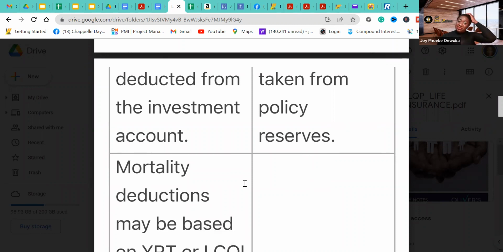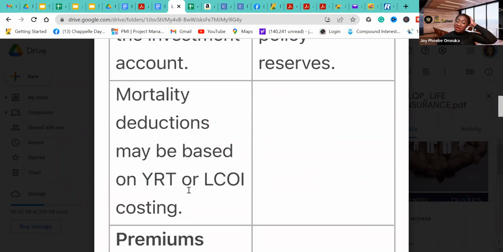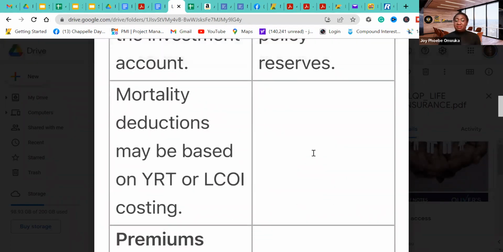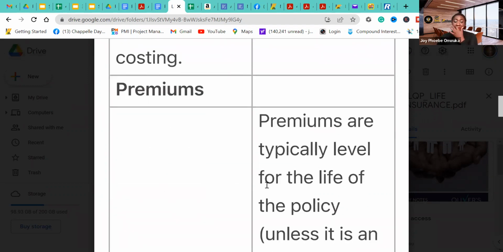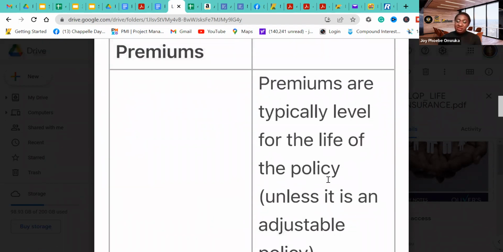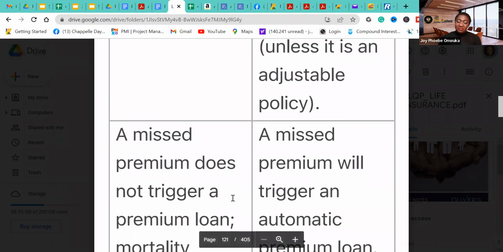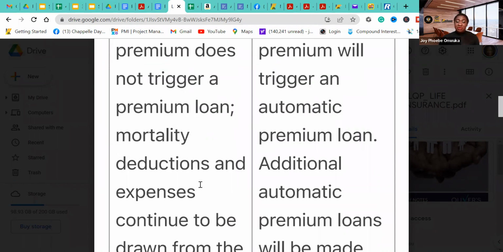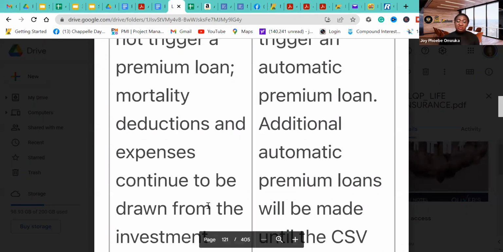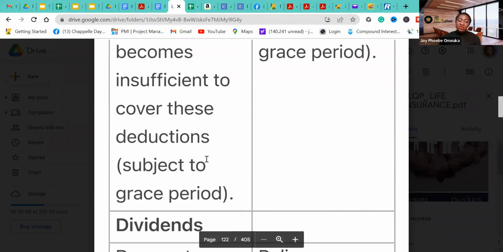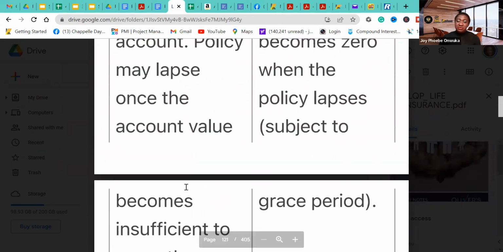Now, for universal life, mortality deductions may be based on YRT or level cost of insurance costing. But there's none for whole life, because the insurance company manages everything. Now, when it comes to premiums, for whole life, premiums are typically level for the life of the policy, unless it is an adjustable policy. For universal life, a missed premium does not trigger a premium loan. Mortality deductions and expenses continue to be drawn from the investment account. The policy may lapse once the account value becomes insufficient to cover these deductions, subject to a grace period.